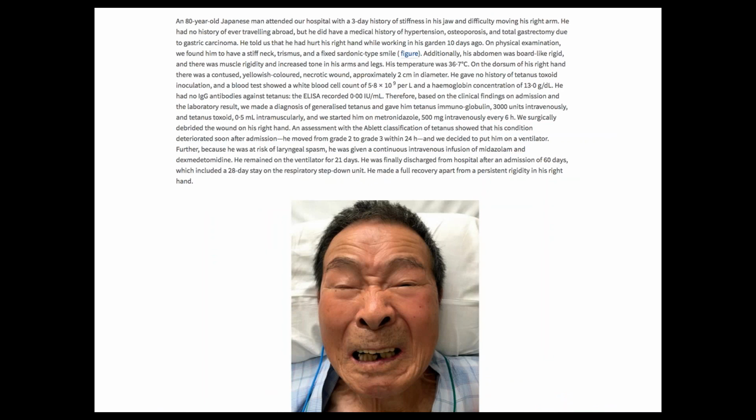Here's a patient from Japan. He's not happy, so he's not smiling. We've discussed this issue already. This is an 80-year-old Japanese man who comes to the hospital with a 3-day history of stiffness in his jaw, difficulty moving in his right arm, and the doctors initially have a little bit of a problem in figuring this out.